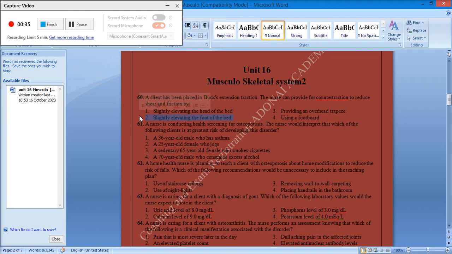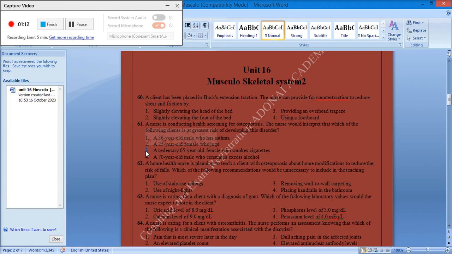61. A nurse is conducting health screening for osteoporosis. The nurse would interpret that which of the following clients is at greatest risk of developing this disorder? 1. A 36-year-old male who has asthma. 2. A 25-year-old female who jogs. 3. A sedentary 65-year-old female who smokes cigarettes. 4. A 70-year-old male who consumes excess alcohol. The correct answer is 3. A sedentary 65-year-old female who smokes cigarettes.